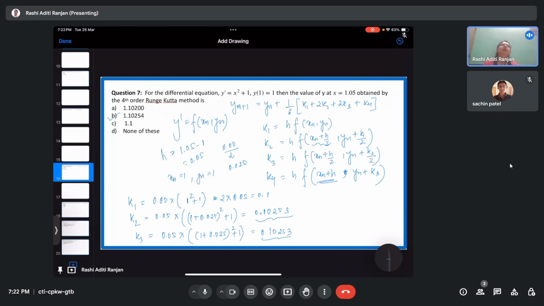That is why both things are important: that we take h as small and we take the values up to the 4th or 5th decimal place, so that we can get exact values, because even a very small error in the first stage could actually propagate to a very high error.